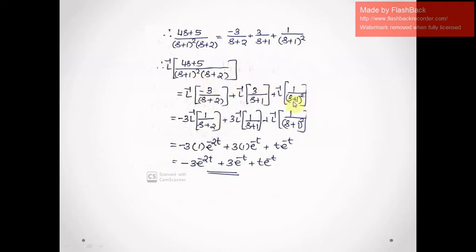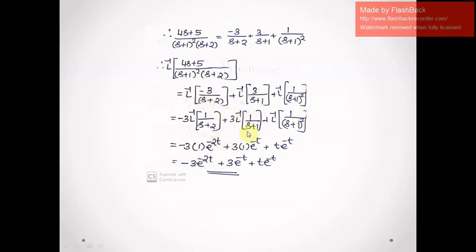And the terms are simple now. This is of the form 1 by s plus k. So we'll take this minus 3 outside. L inverse of 1 by s minus 2. 3 outside. 1 by s plus 1. This is L inverse of 1 by s plus 1 whole square. This is a simple one. 1 by s plus k. This is the standard formula for e power kt. If this is s plus 2, then it will be e power minus 2t.